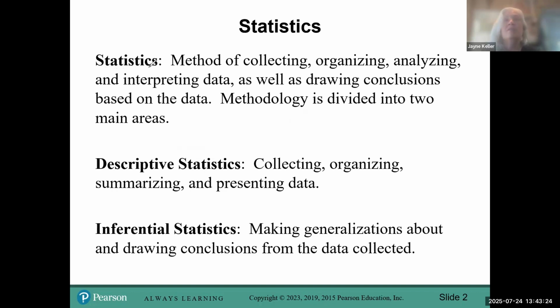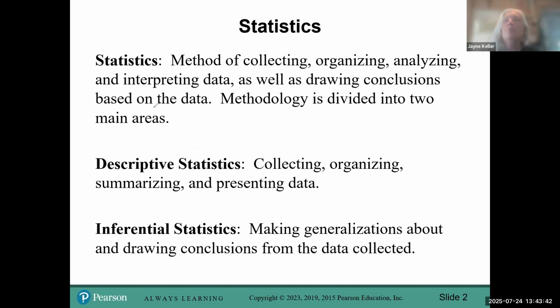Statistics are also things that we gather when we gather data and we look at things like the average of the data, things like that. Those are also statistics. So it can mean a couple of different things, but when we're talking about the mathematical study, this is what we mean.